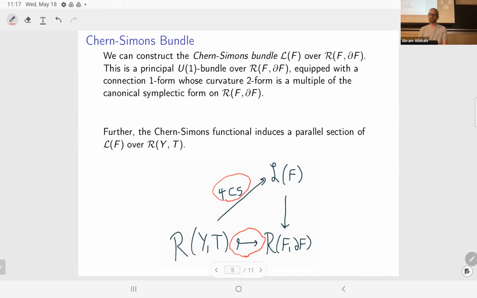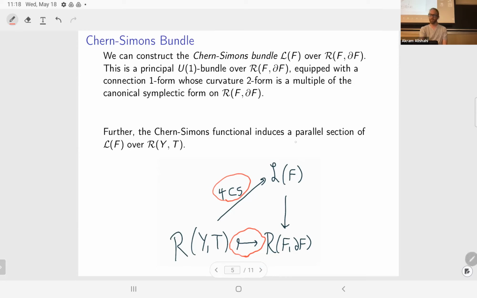If you don't know what the Chern-Simons function is, don't worry about it. It's just some special function that eats traceless representations. And it turns out that even though it's not actually a well-defined function, it does induce a well-defined section of this bundle, which is kind of a weird thing. And that section is parallel with respect to that special connection on the bundle, which just means the following thing.